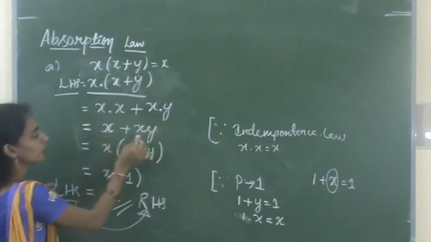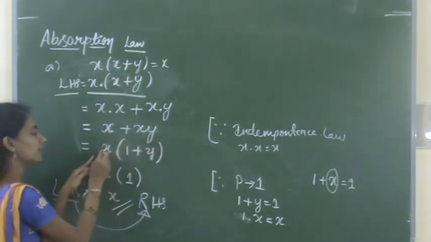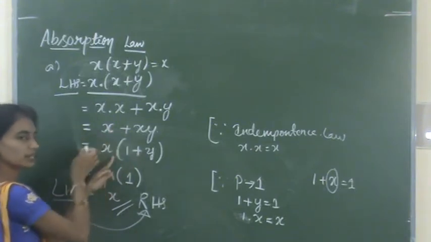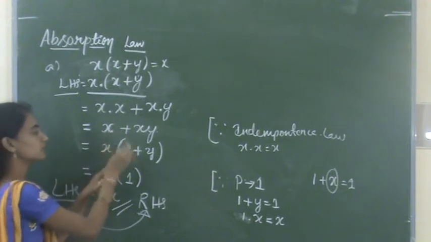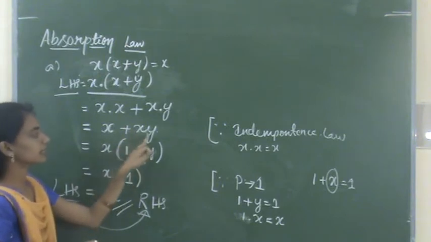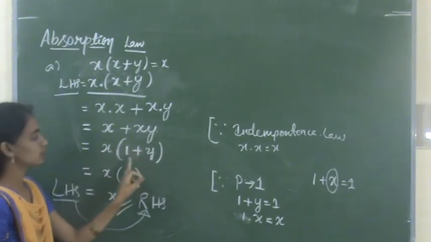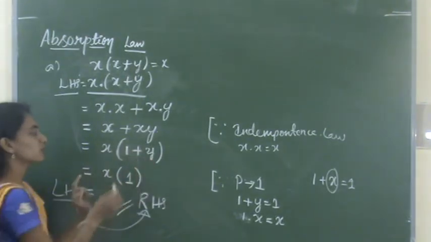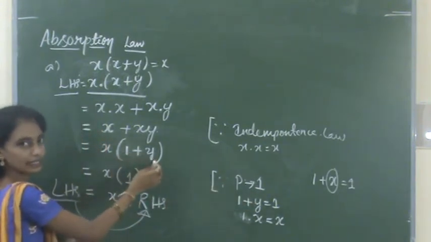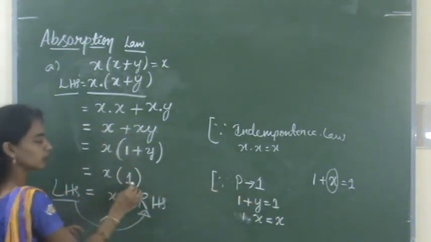In these two terms we have a common factor, that is x, right? So I am taking x as common. If I take x as common, nothing remains in the first term, so we have 1 there. Plus the remaining xy, taking x as common, the remaining will be y. That's why we get 1 plus y. As we know the property of 1 plus y, that is 1 plus any variable is equal to 1 only. So instead of 1 plus y, I wrote 1.